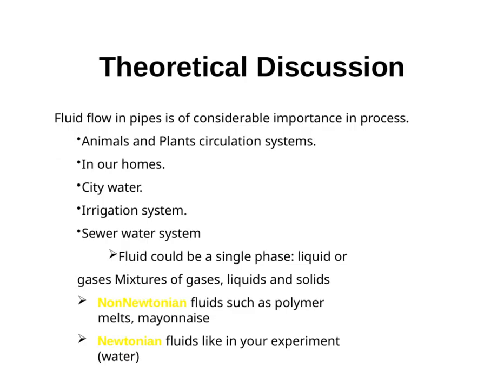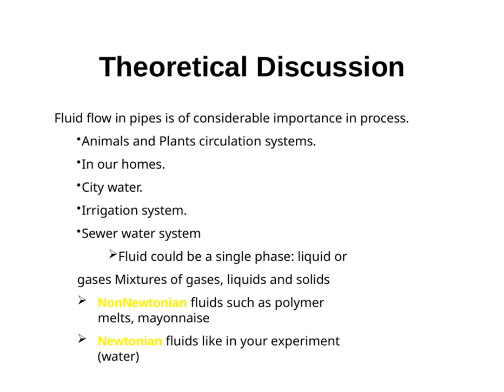Fluid flow in pipes plays a crucial role in many areas of our lives. It's the way blood moves through animals and plants, how water reaches our homes, and how cities manage irrigation and sewer systems. Fluids can be simple, like just liquids or gases, or more complex mixtures of solids, liquids, and gases.